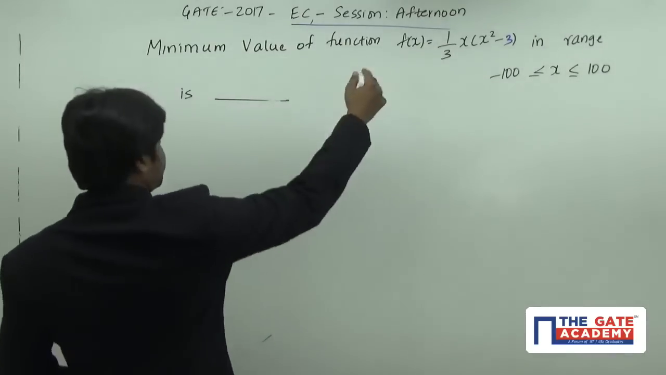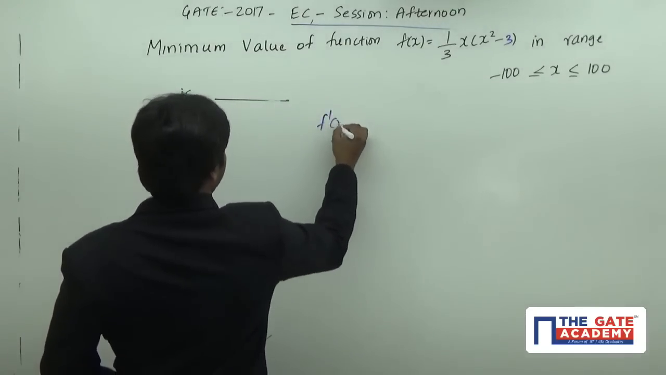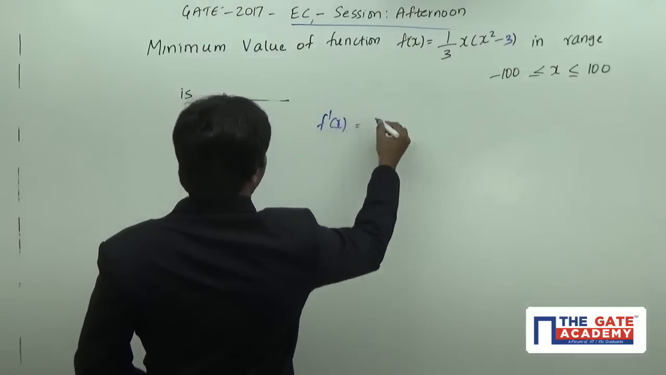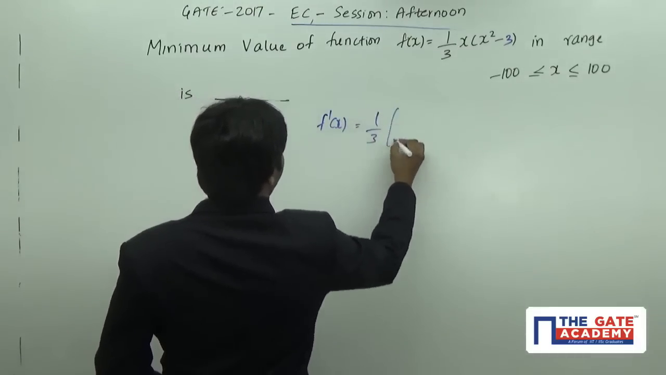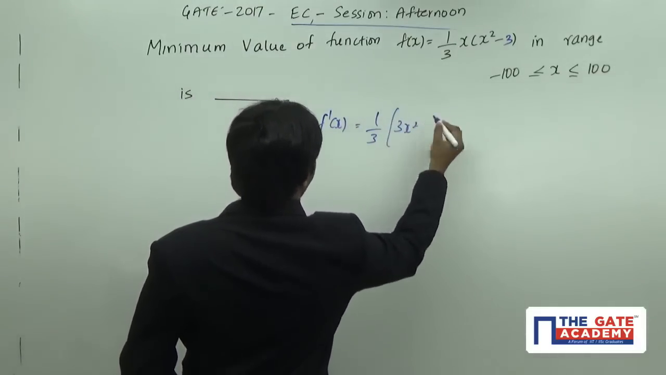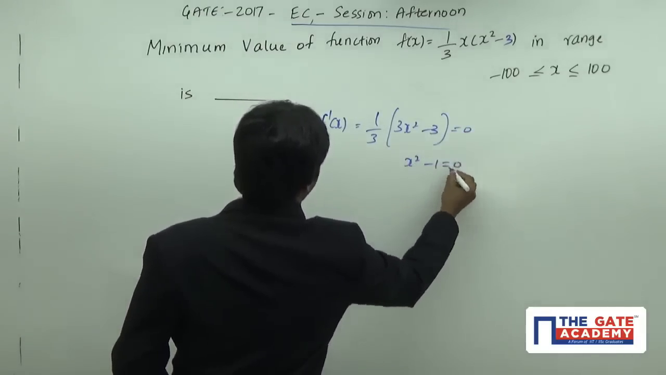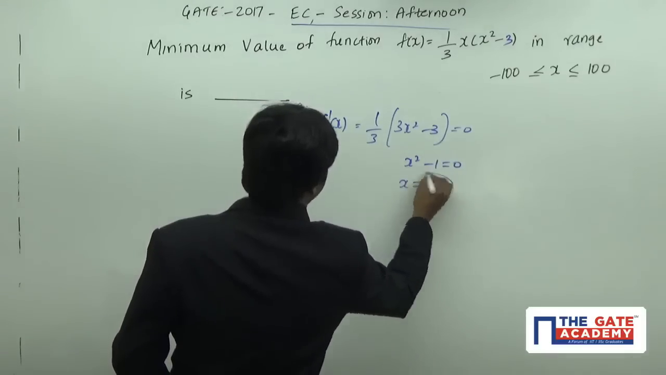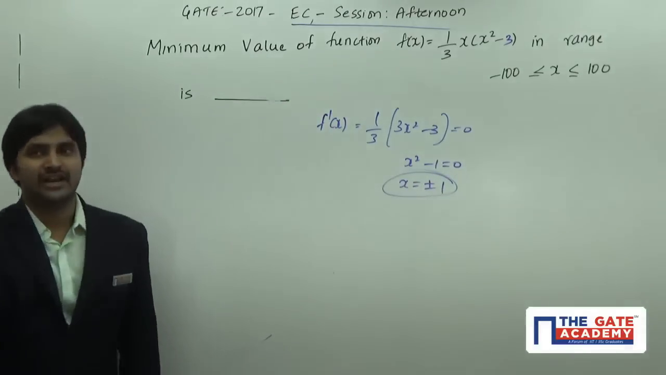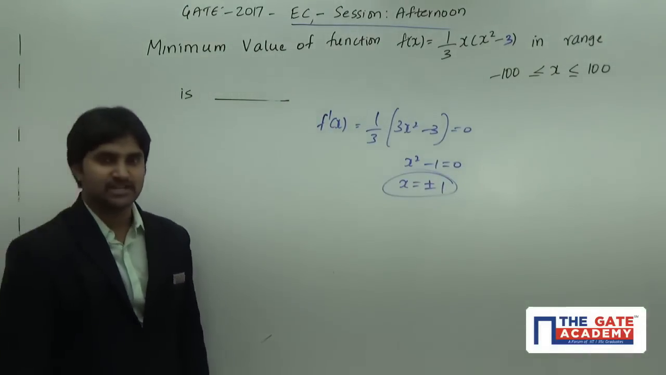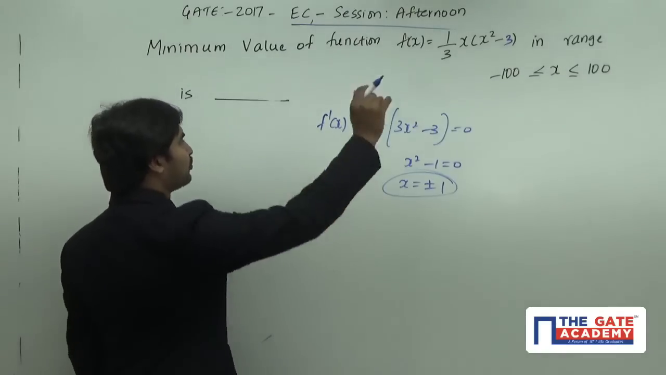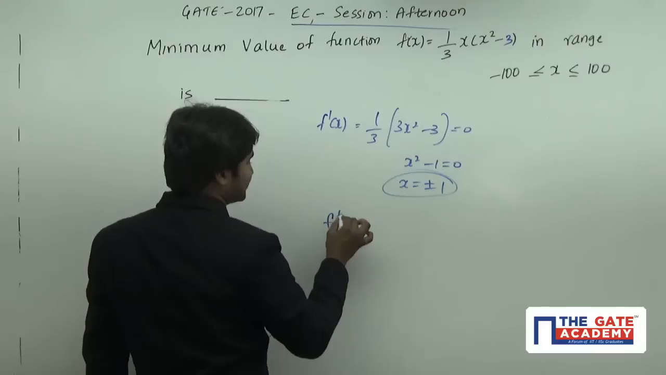So the first thing that we have to do is apply the first derivative. If you apply the first derivative, this is going to be equal to 1 by 3 of 3x square minus 3 is equal to 0. So x square minus 1 is equal to 0. x is equal to plus or minus 1. So we are going to have 2 points, right? Second, we are going to go for the second derivative.